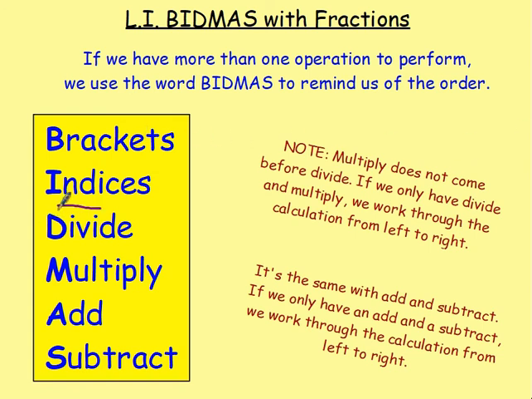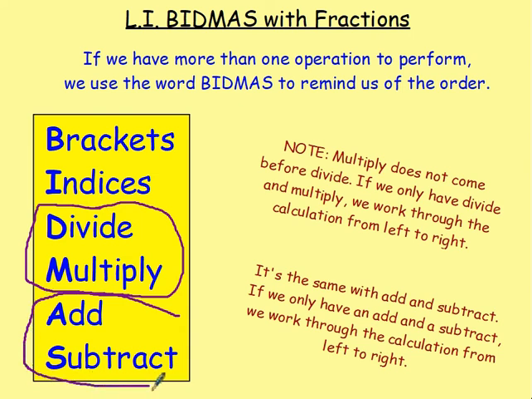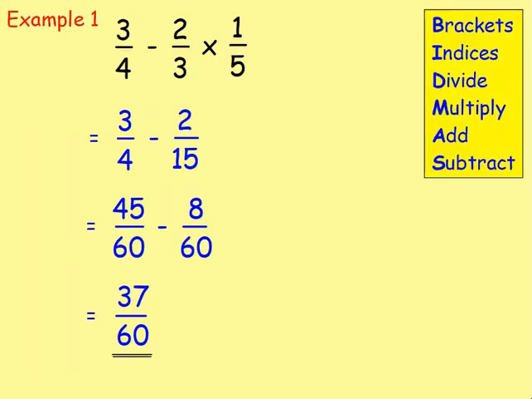Then it moves on to divide and multiply. Make sure though that if you only have divide and multiply, do that from left to right. The divide does not come before the multiply if it's just divide and multiply. Do it, as I said, from left to right. And then finish off with addition and subtraction. And again, if it's only add and subtract, do it from left to right. Add doesn't always come before subtract. If it's only add and subtract, work through from left to right.